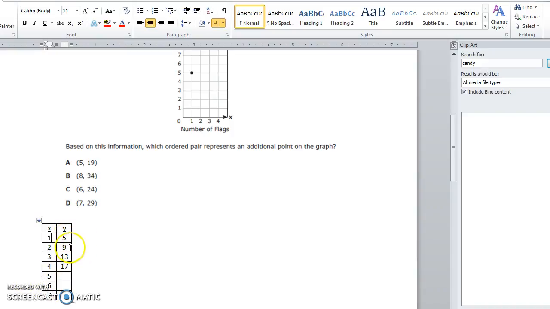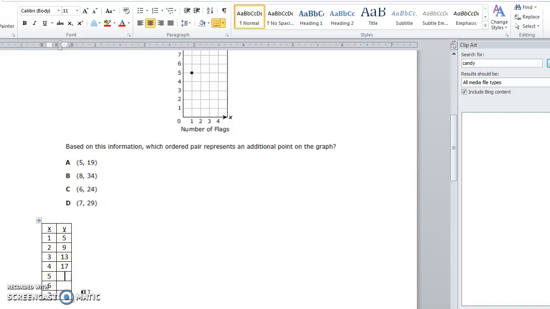5 plus what gives me 9? 5 plus 4. Let's check that. 9 plus 4, does that give me 13? Yep. 13 plus 4, does that give me 17? Yep. So my pattern over here is every time I'm going from one y to the next, I'm adding 4. I'm adding 4, adding 4, adding 4.